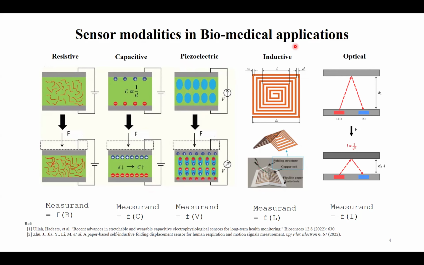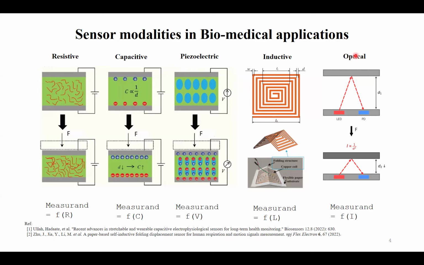Similarly, we have inductive sensor. So you could see here some spiral metallic coil. So this is a planar coil. So it forms an inductor. So whenever there is a movement or when there is a bend in the inductive coil, there will be a corresponding change in the inductance. Basically, there will be some change in the magnetic field, right?